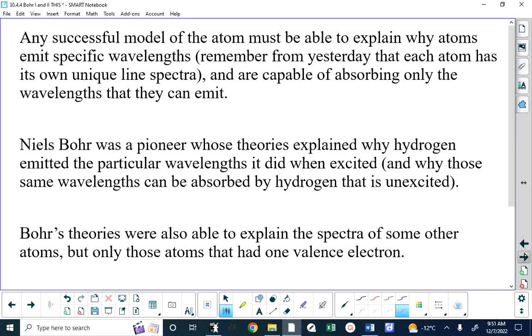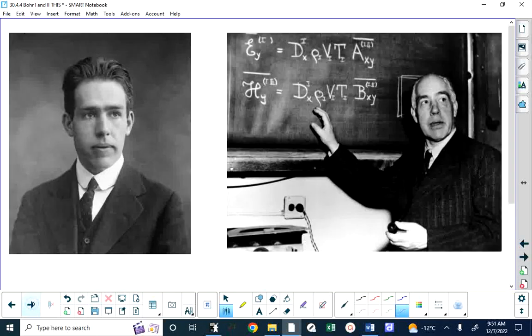Niels Bohr is the physicist who came up with the ideas that explain why those wavelengths of light are emitted. And I'm going to go through his thinking here and just highlight for you the important points that you need to know. There he is. I think this is obviously when he was very young, maybe a first-year university student, and then at the end of his career, making up some kind of alien language on the blackboard there.